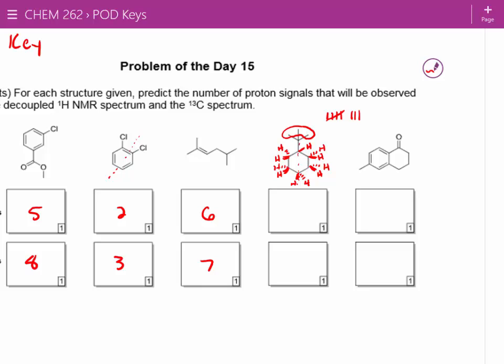Is that what other people got? No. Keep on practicing these. These take a while to see, especially with things like chair conformations. How many carbons?